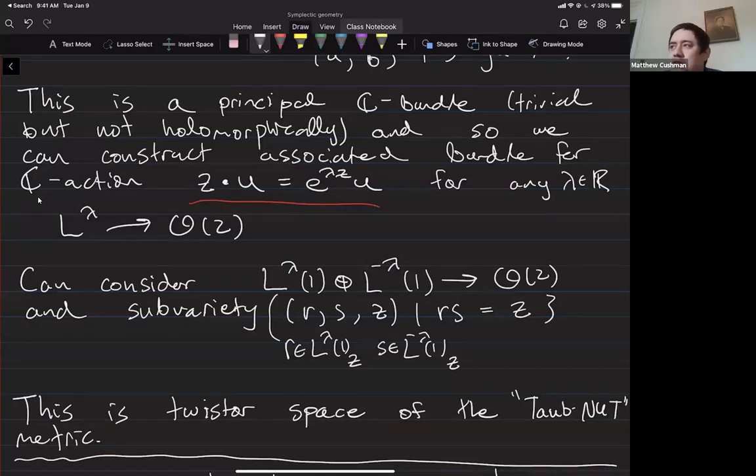Oh, here's a random question that may not make any sense, but since nobody else is asking, I might as well. About the Nijenhuis tensor, is there a universal Nijenhuis tensor? Does that make any sense? So universal.